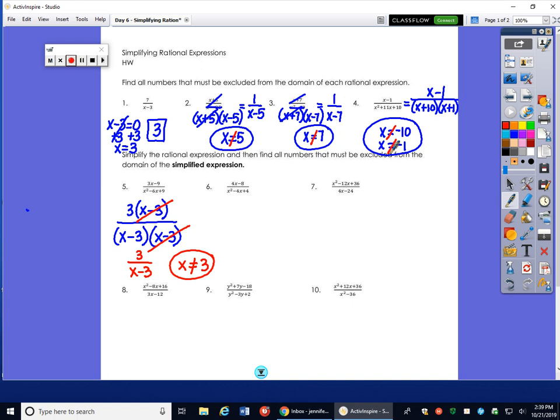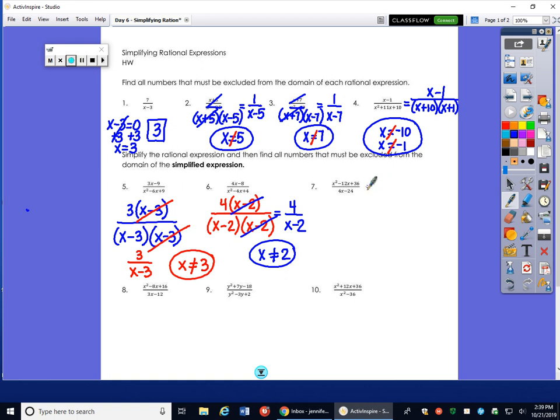All right, number 6. GCF on the top of 4, so 4 times x minus 2. On the bottom, we're looking for two factors of 4 that add up to negative 4, and that's negative 2 and negative 2. So our x minus 2's are going to cancel, leaving you with 4 divided by x minus 2. And so x cannot equal positive 2.